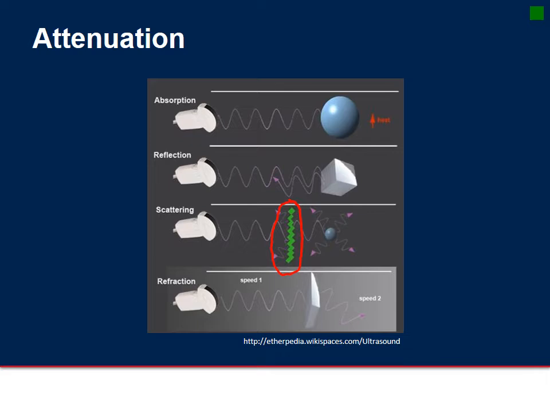And then lastly, we have refraction, and refraction occurs when the wave is traveling at a certain speed through a tissue and then encounters another tissue where it travels at a different speed and it changes direction.